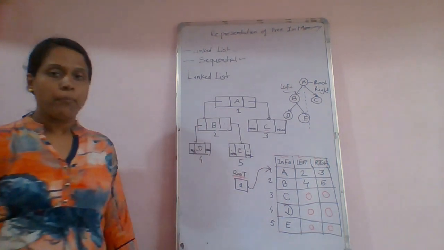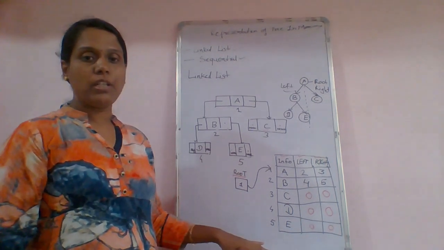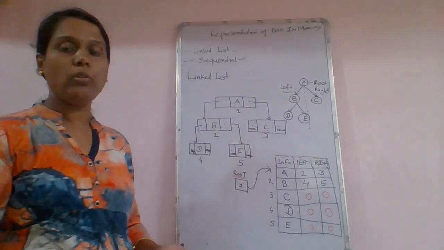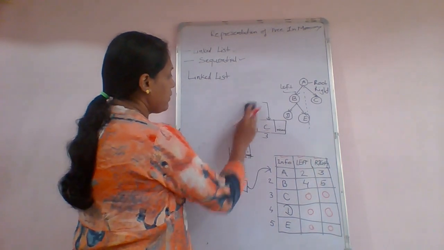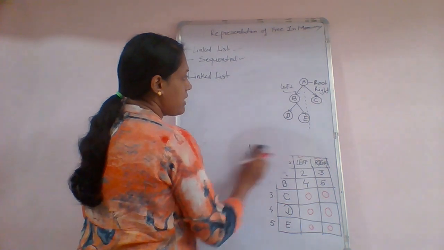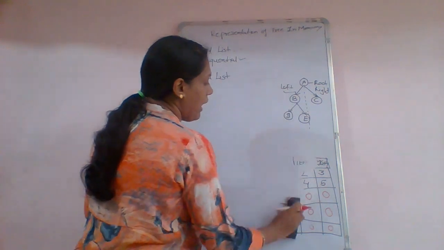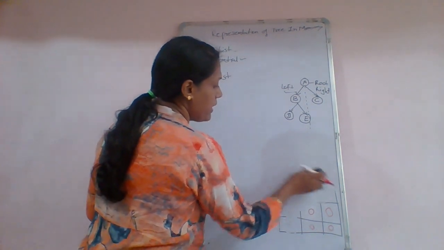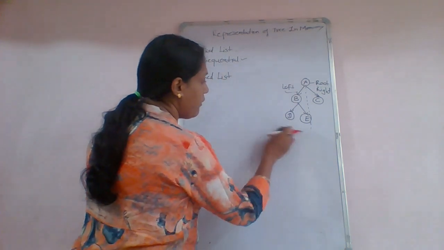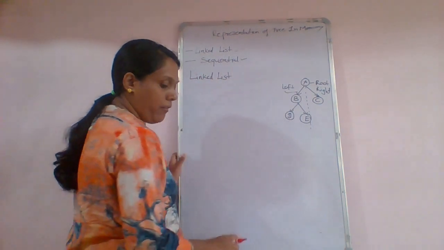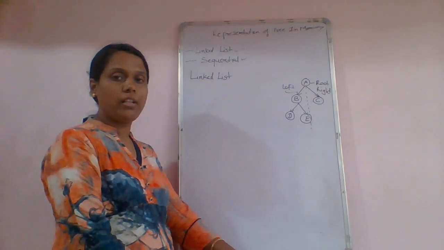So this is the way to represent your tree data structure in memory by using the linked list. Now we will go for the sequential representation of the tree. Now we consider the same example for the sequential representation of the tree. As it is a sequential representation, it means it is in a linear manner. So we require only one array when we represent the tree data structure in sequential manner.